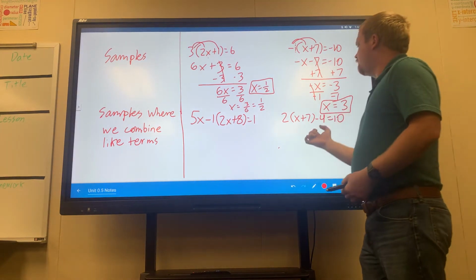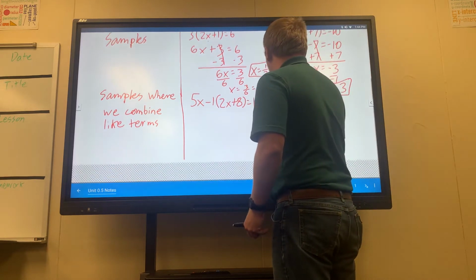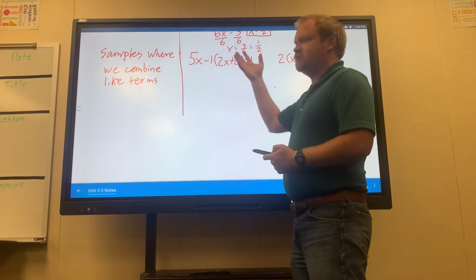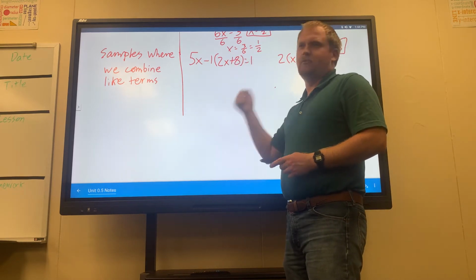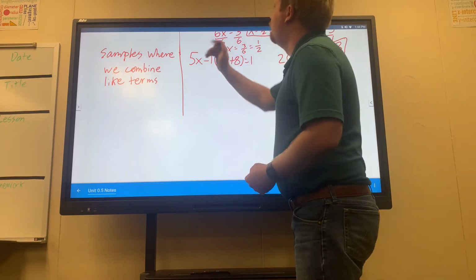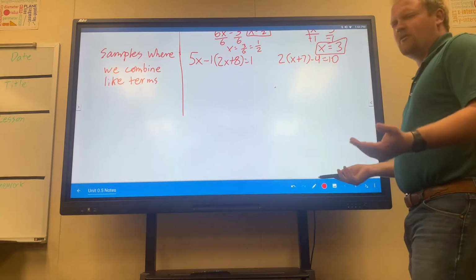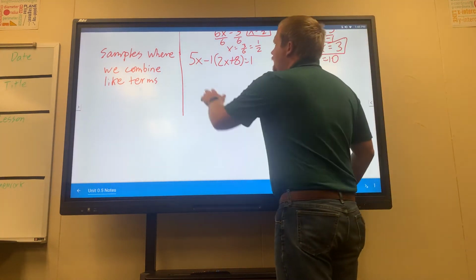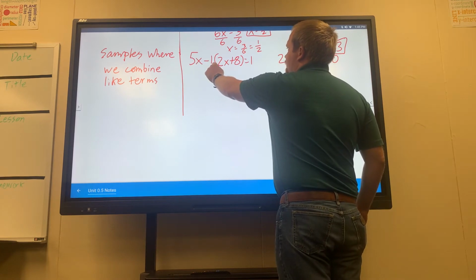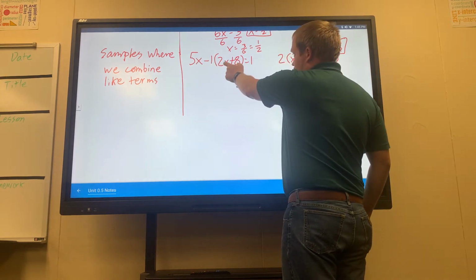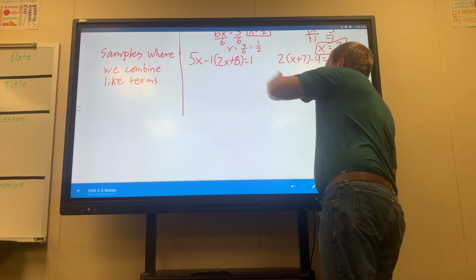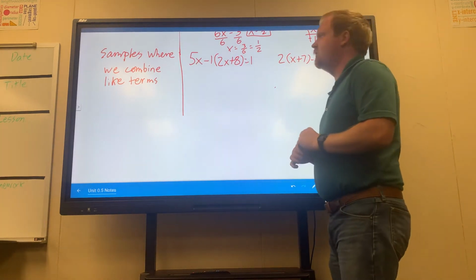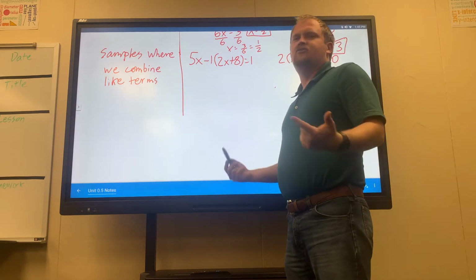So really, if you notice, after you distribute, all you really got to do is just solve it. The hard part, the first step, is distributing. Now, let's say we have samples where we end up combining like terms. So this one's set up a little bit different. Now I got 5x minus 1 times 2x plus 8. All that's going to equal 1. Okay? A little bit more complicated, a little bit tougher. But again, I just got to distribute first.